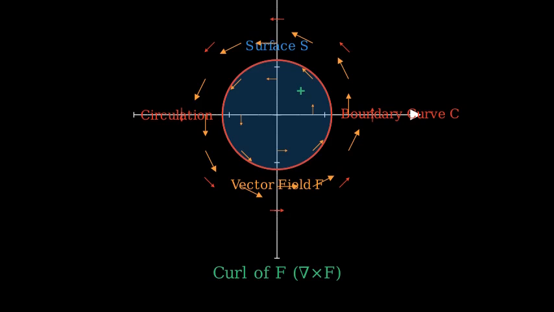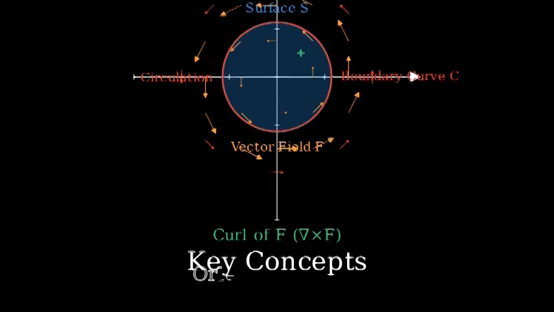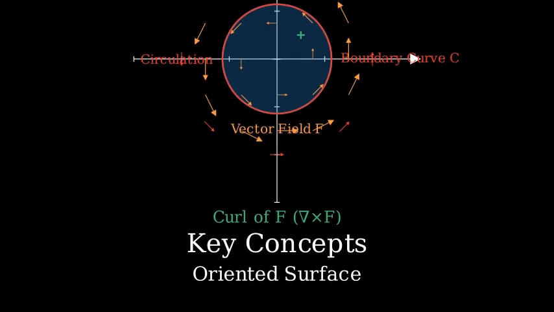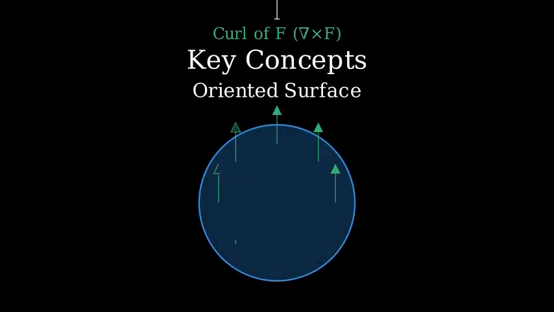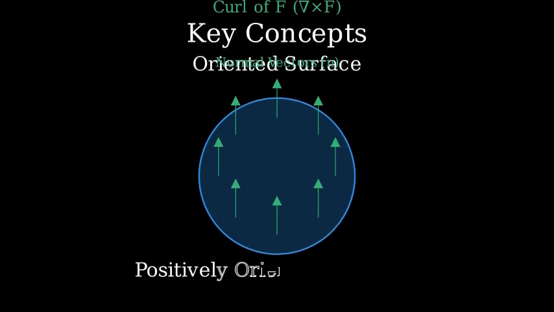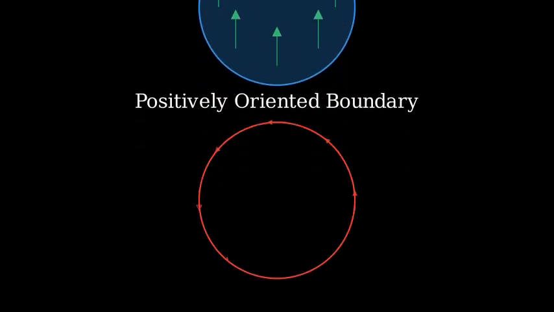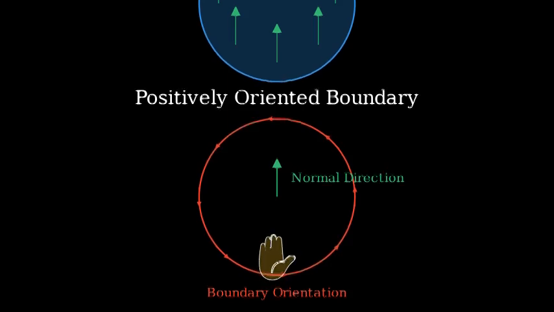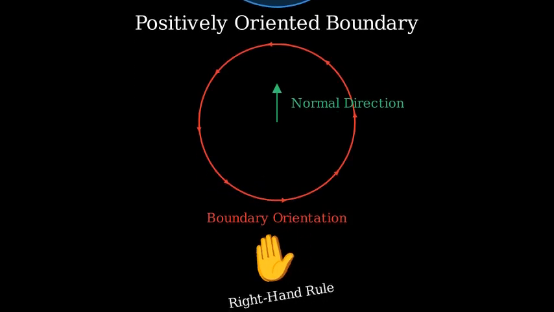Let's explore some key concepts essential to understanding Stokes' theorem. First, we need an oriented surface. This means we choose a specific side, or normal direction, for the surface. This normal direction is represented by a unit normal vector n perpendicular to the surface at each point. Next, we need a positively oriented boundary curve. The positive orientation of curve C is determined by the right-hand rule. If you curl the fingers of your right hand in the direction of the orientation of C, your thumb points in the direction of the normal vector n.